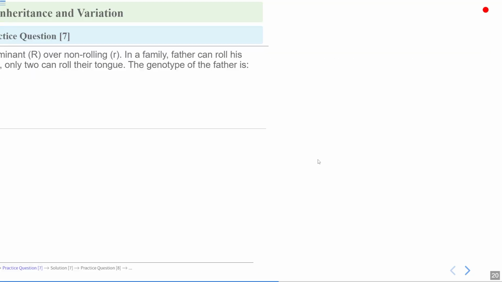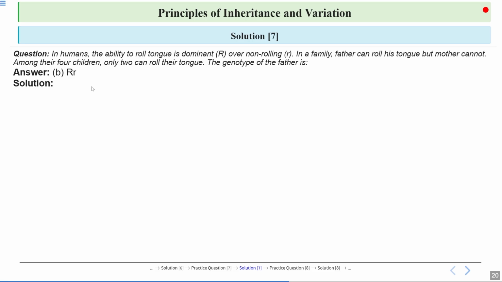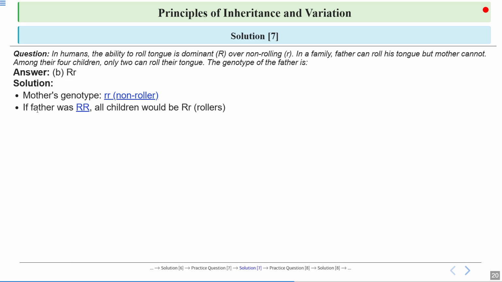Let's have a look at the answer. See, the answer will be option B, capital R, small r. Let's have a look at the explanation. The mother's genotype is small r, small r, because the mother cannot roll her tongue. So if the question says the mother cannot roll the tongue, the mother will be homozygous recessive. Now suppose the father was capital R, capital R, because the father can roll his tongue. Clear? And in the question it is given that the ability to roll the tongue is dominant over non-rolling.